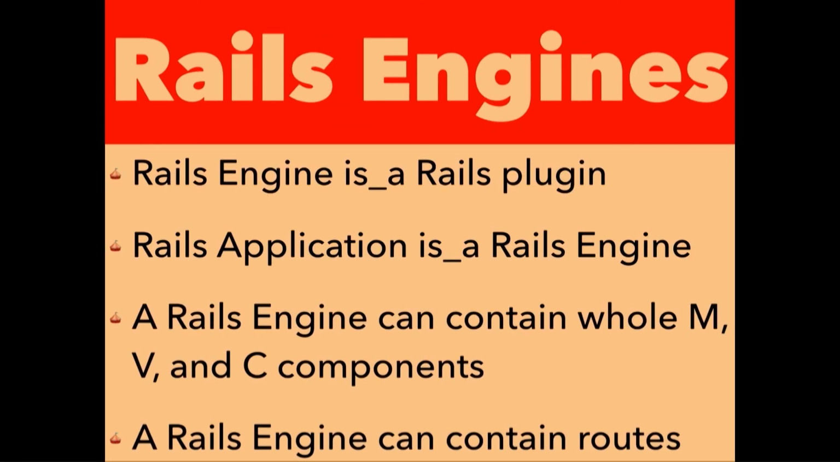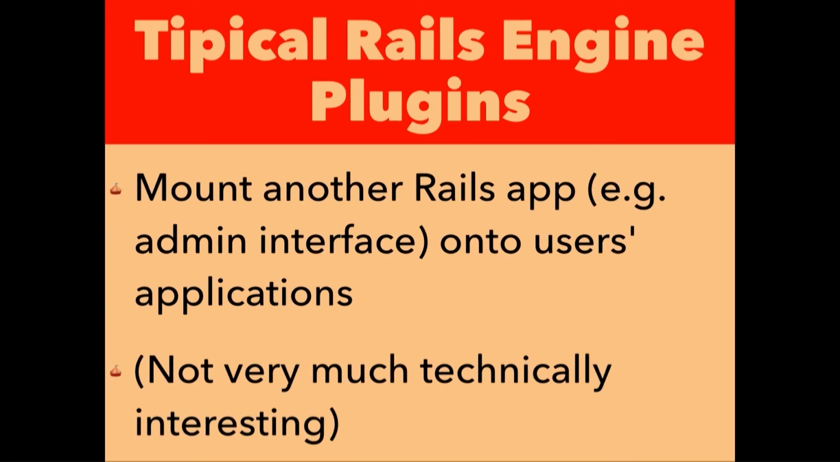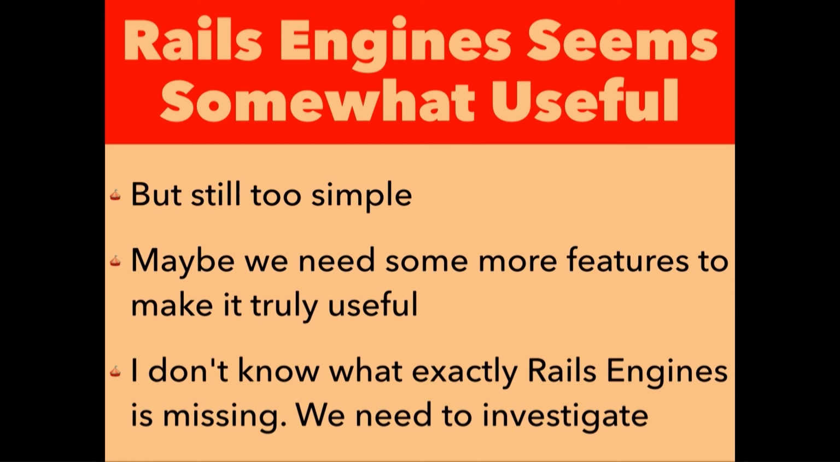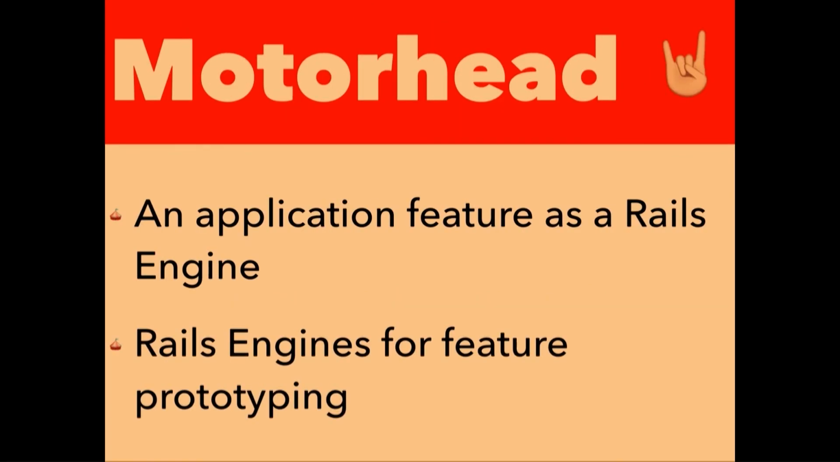Yeah. And the next topic is about Rails engines. A Rails engine is a Rails plugin. It contains whole models, views, and controllers. The typical usage of Rails engines is probably to mount the engine to your Rails application. Actually, I created one like this to manipulate the database schema from the browser. But it's technically not very interesting. So I made a product to investigate a new usage of Rails engines, named Motorhead. Thank you.